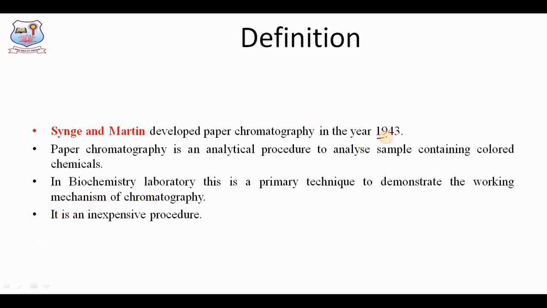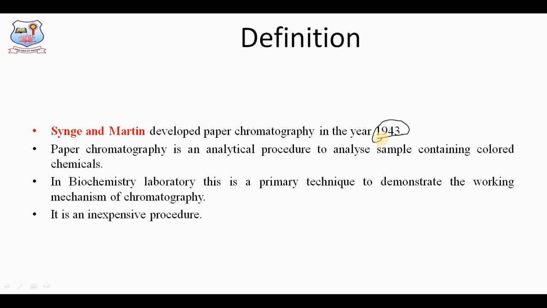So try to memorize the year 1943. It was developed by Consden and Martin. And as I told you, paper chromatography is an analytical procedure. It is used to analyze complex samples in order to separate the molecule of interest, right?